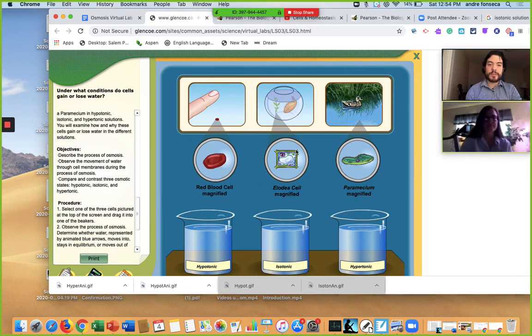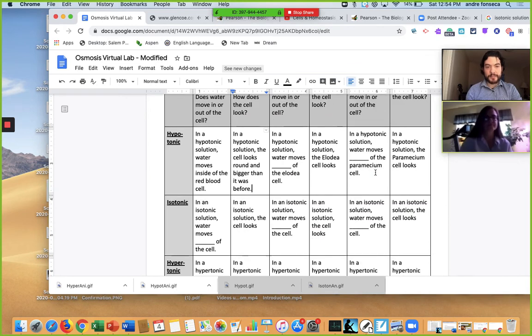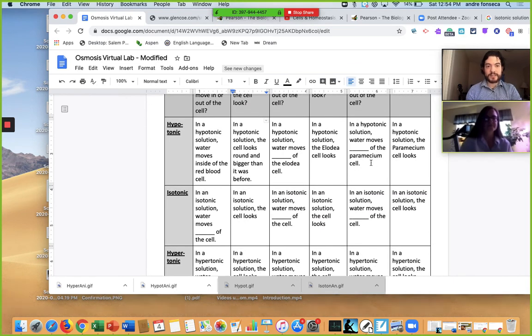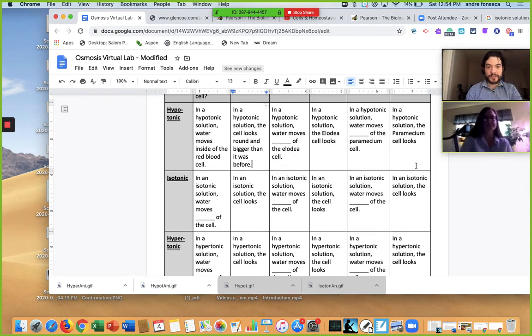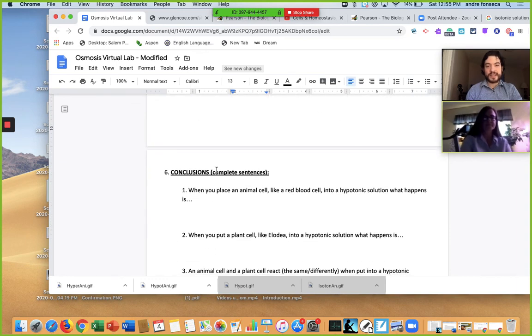And then you'll do the same thing with the Elodea cell, observing it in the hypotonic solution, the isotonic solution, and the hypertonic solution, and again writing your observations of what happens with the water going in or out of the cell and how the size and shape change. And last, you'll do that with the paramecium in the hypotonic, isotonic, and hypertonic solutions and in your data table, making observations about what happens to the cell. Does water go inside it or outside of it? And how does it look after you put it in each of those solutions? After you finish with that, the last thing you'll need to do for this lab is answer this conclusion question.